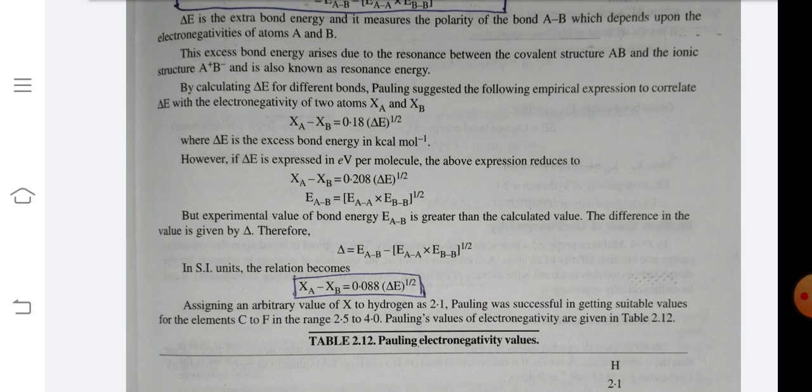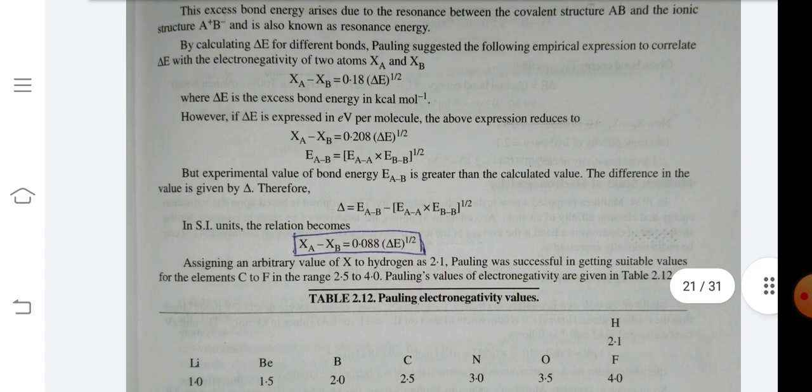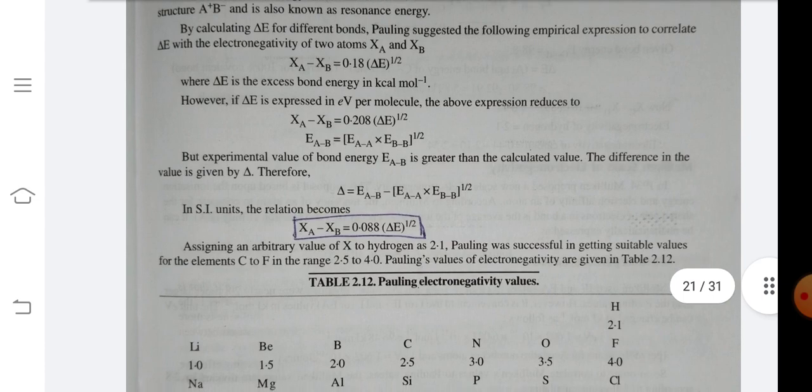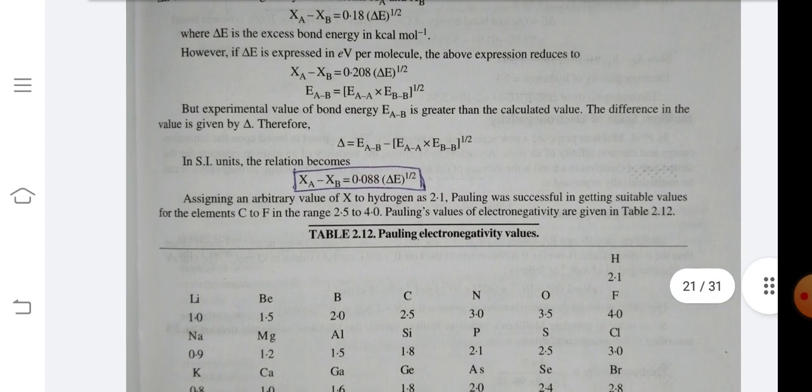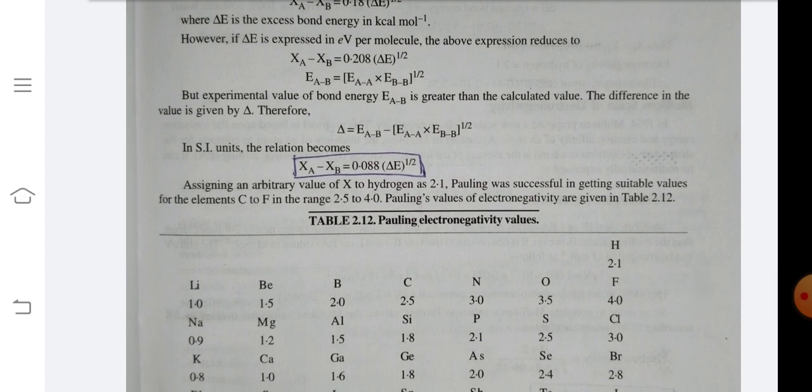This excess bond energy arises due to resonance between the covalent structure AB and the ionic structure A positive B negative, and is also known as resonance energy. By calculating delta for different bonds, Pauling suggested the following empirical expressions to correlate delta with the electronegativities of two atoms, XA and XB. XA minus XB is equal to 0.18 into delta to the power half, where delta is the excess bond energy in kilocalorie per mole. However, if delta is expressed in electron volt per molecule, the above expression reduces to XA minus XB is equal to 0.208 delta to the power half.